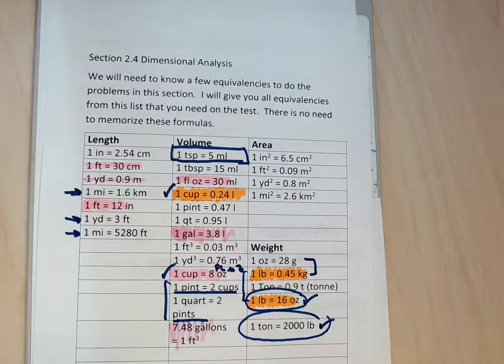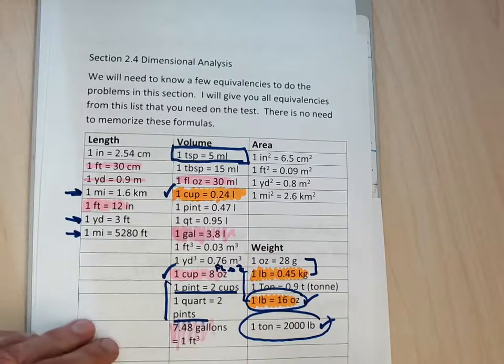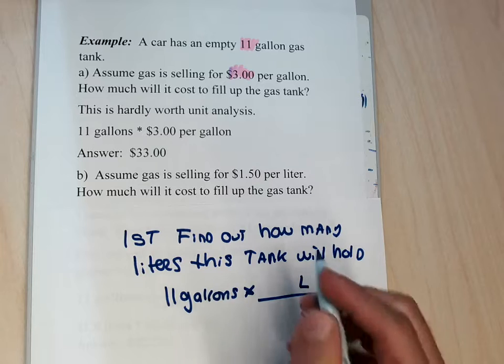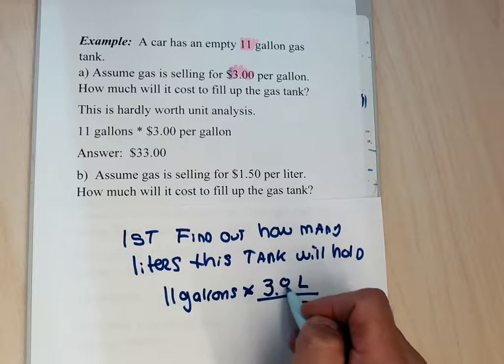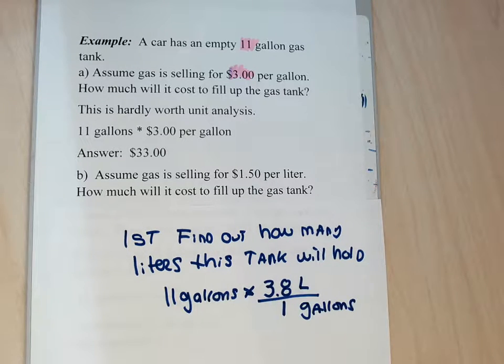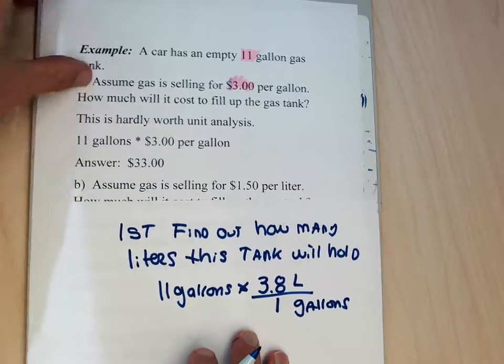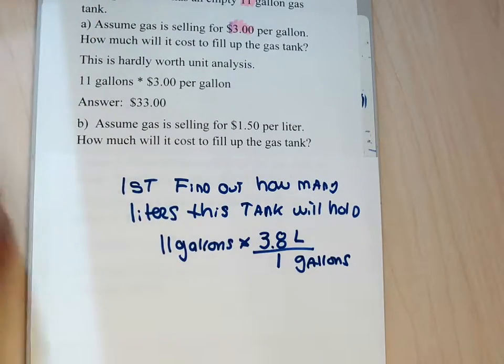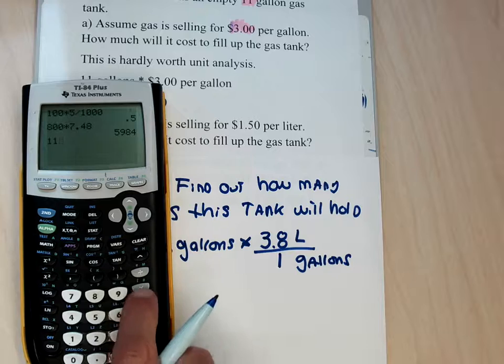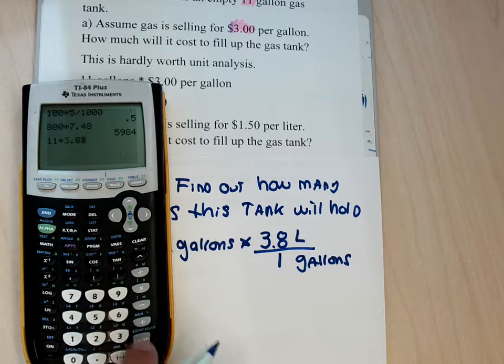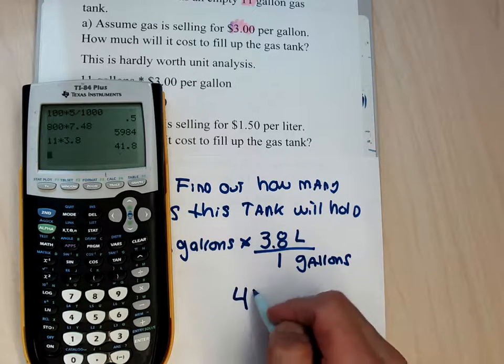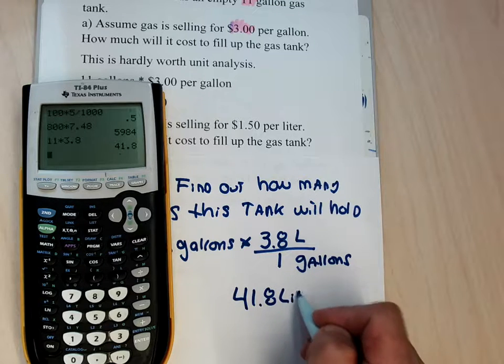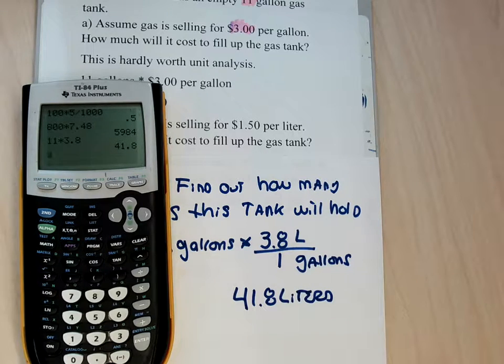So I'm going to find out how many liters this tank holds, and then I'll figure out the cost. I'm going to use the fact that 3.8 liters is equal to 1 gallon, and find out for this gas tank that has 11 gallons of gas when it's empty, how many liters it has. And this tank has 41.8 liters. So to fill up this tank, I have to use 41.8 liters.